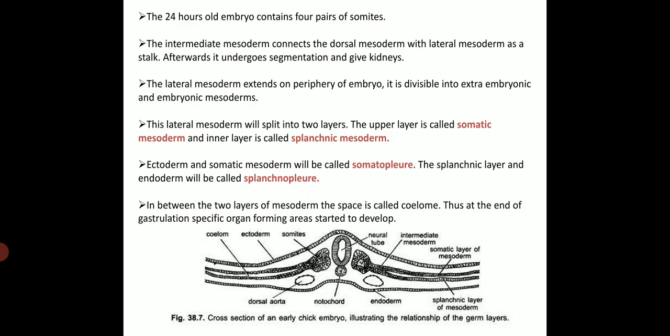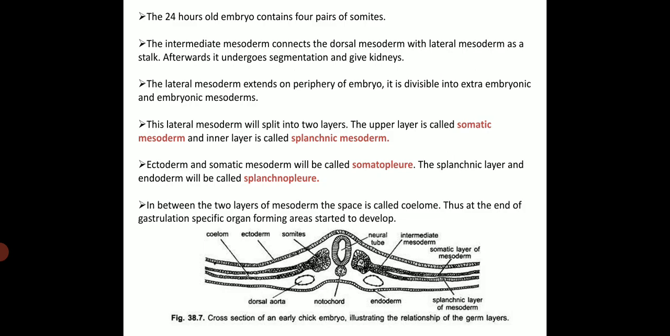The lateral mesoderm extends on the periphery of the embryo. You can see the intermediate and all types of mesoderm there. This develops at the periphery of the embryo, and it is divisible into extraembryonic and embryonic mesoderm. The lateral mesoderm splits into two layers. In this picture you can clearly see the upper one, which we call the somatic mesoderm, and the inner one, which we call the splanchnic mesoderm.